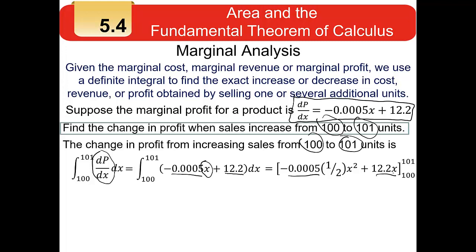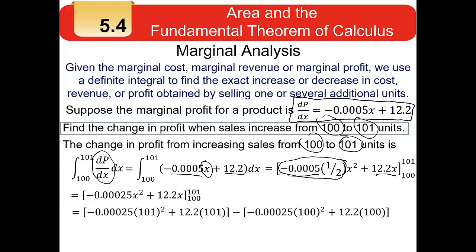And you're going to evaluate that from 100 to 101, and you probably want to go ahead and do the arithmetic on that. If you take half of 0.0005, of course it's negative, you end up with negative 0.00025. And now you're ready to plug 101 in, and then plug 100 in, and then subtract. So when you plug 101 in, it looks worse than it is. You're going to plug 101 in here and here, and then you're going to plug 100 in those same two positions, and then you'll subtract.